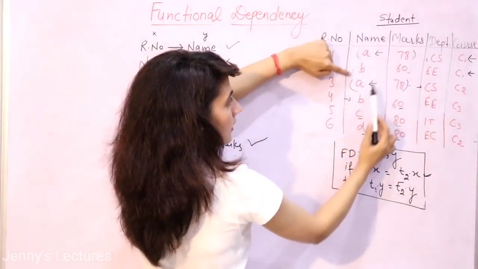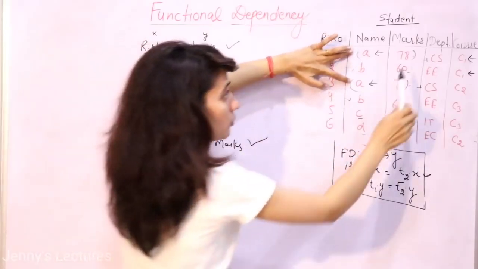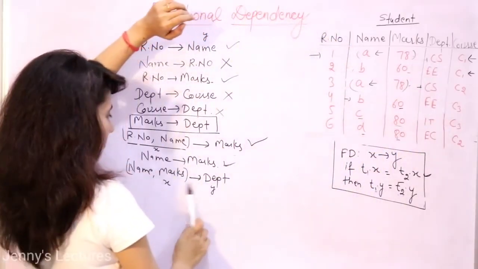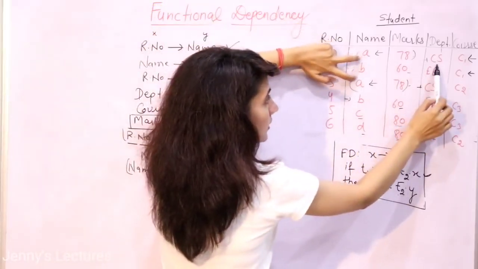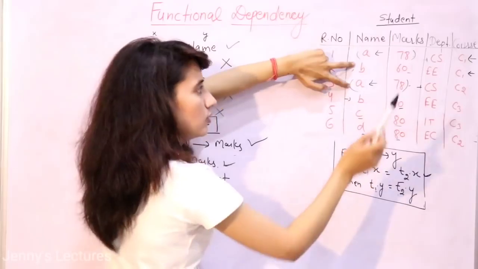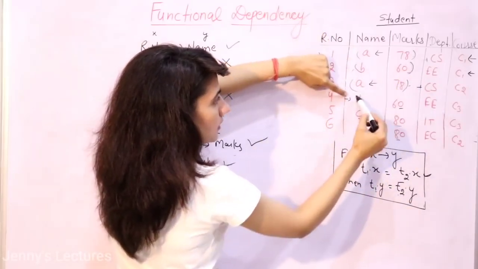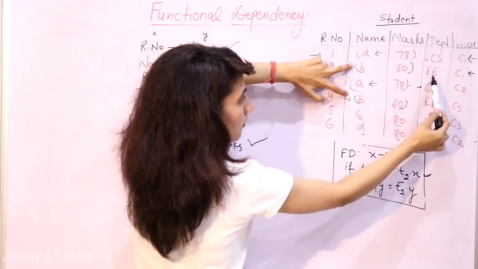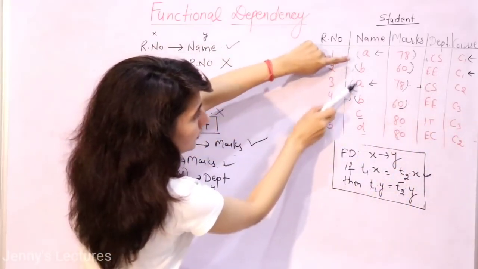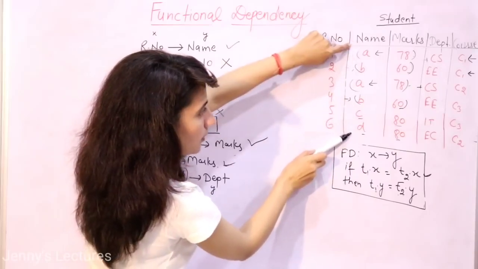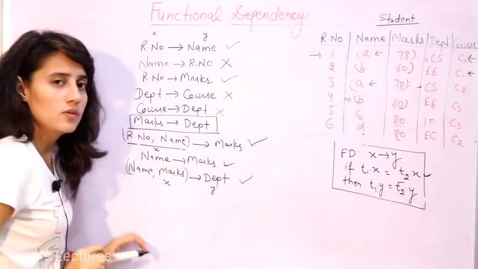Now I am taking this tuple and this tuple. See, A, 78, the value is the same, the X value is the same. Now check the value of Y. I want to determine department. Department is CS, for this also it is CS, no problem. Now this and this combination is also the same, B, 60. Department is EEE, no problem. We don't have any other repeating combination of name and marks, right? So this is also a functional dependency in this table.